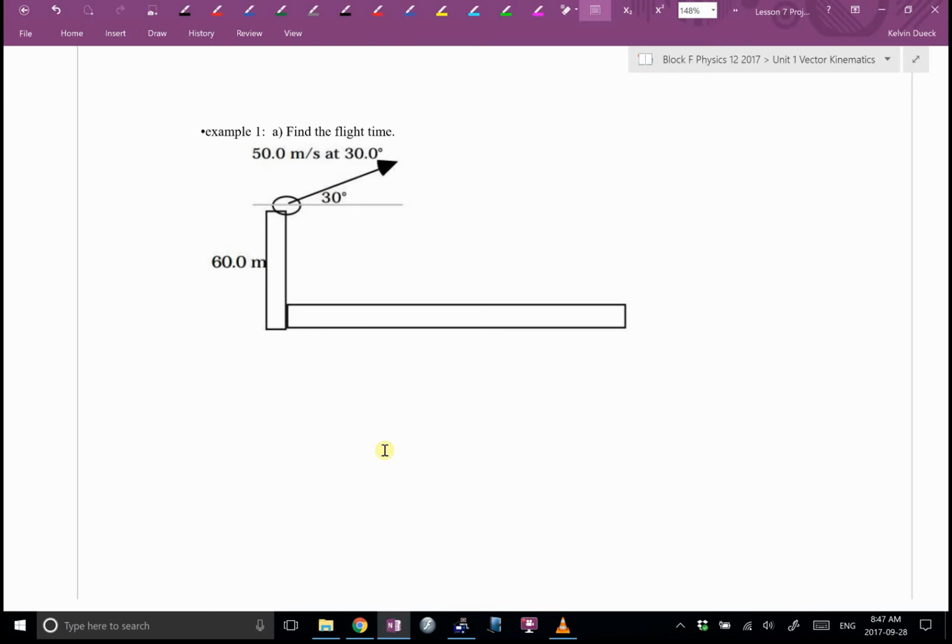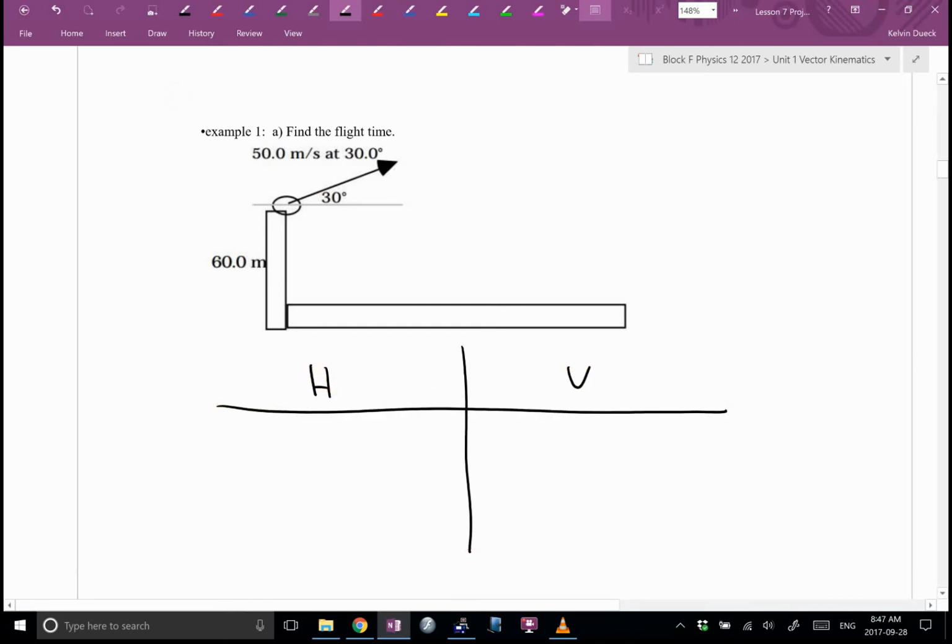Well, what does part A want me to find? Time to top. Okay. Is this a projectile? Say yes. Yes. This is going to be a job for a T-table. So the very first thing that I'm going to do is this. And I'm going to put an H there and a V there.